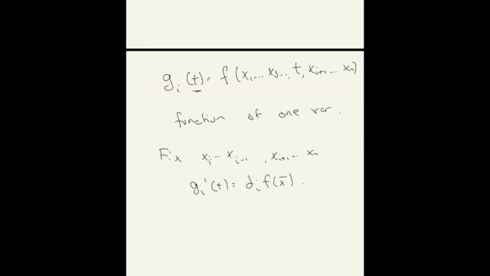And then this limit here is just the derivative of that variable. So fix x1, ..., xi minus 1, xi plus 1, ..., xn, and then gi prime of t is just partial i of f at x. Okay, so that gives us partial derivatives that we can define.